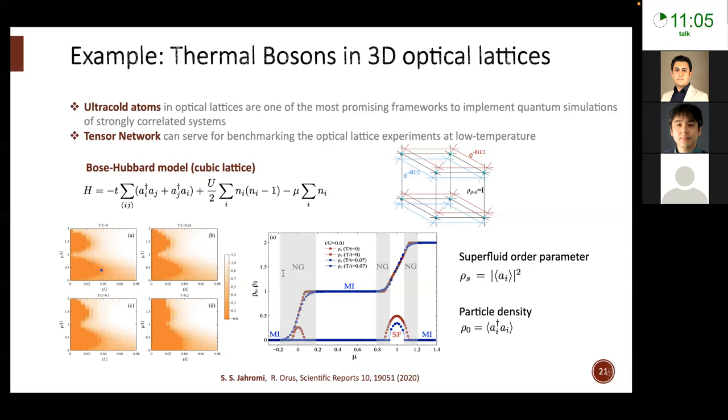So in this normal gas, which is the high temperature phase, the particle density is no longer an integer value. You would see that they deviate from fixed integer numbers, and by monitoring these particle numbers, we could distinguish these normal gas phases.